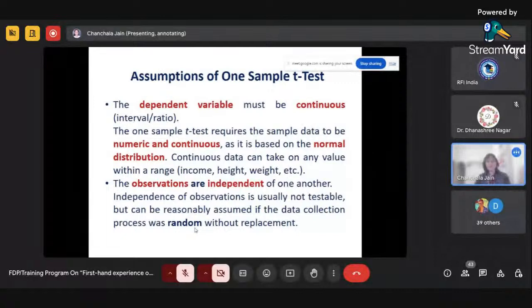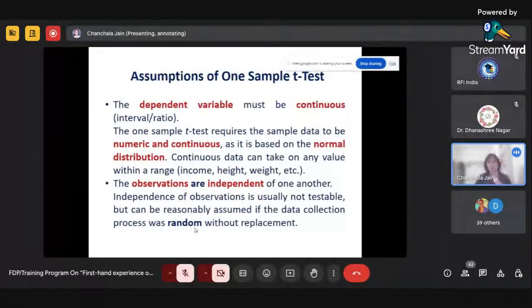Second one says the observations are independent of one another, right? Meaning is very simple. If you collect an observation from a particular person only once, that way you would be able to maintain this particular assumption.